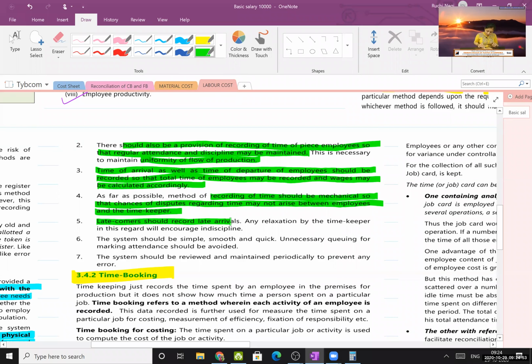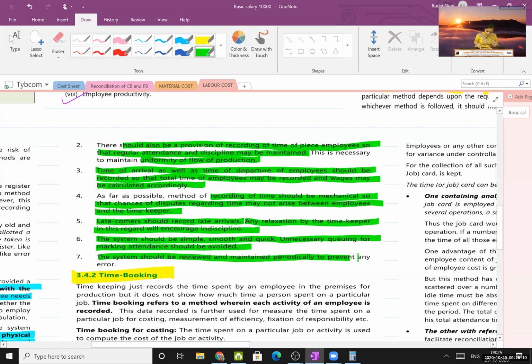Late comers should record late arrivals. Any relaxation by the timekeeper in this regard will encourage indiscipline. The system should be simple, smooth, and quick. Unnecessary queuing for marking attendance should be avoided. The system should be reviewed and maintained periodically to prevent any error.